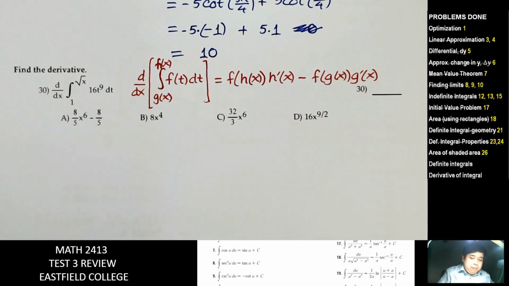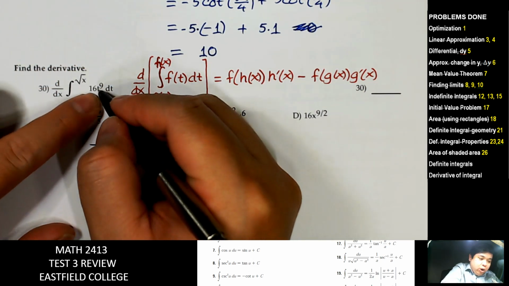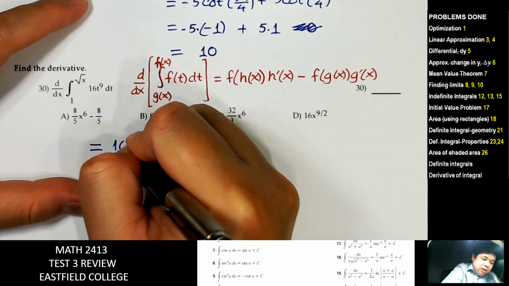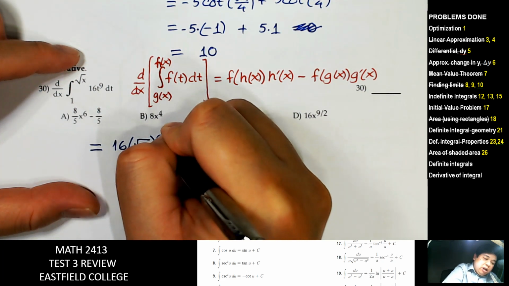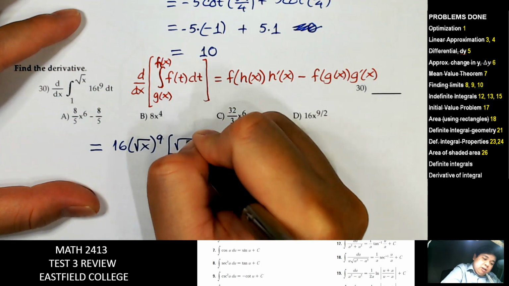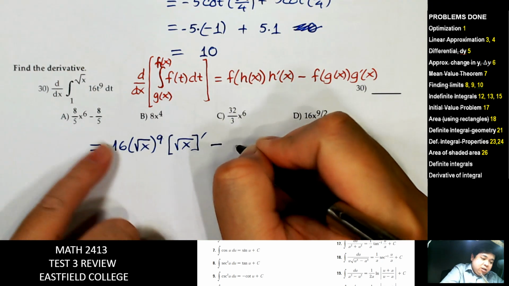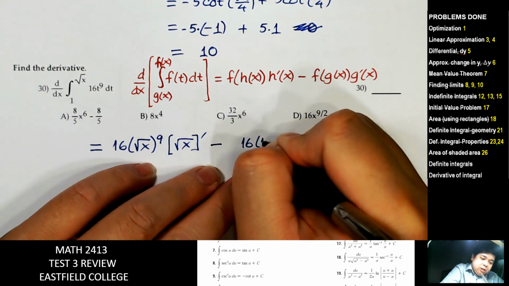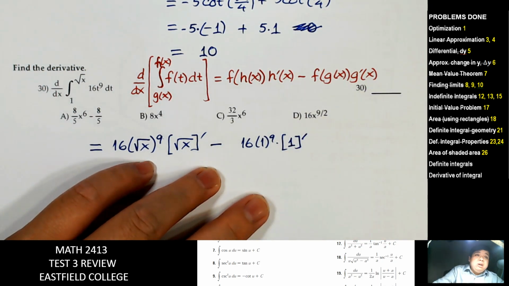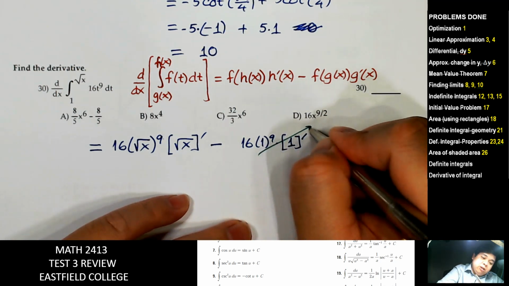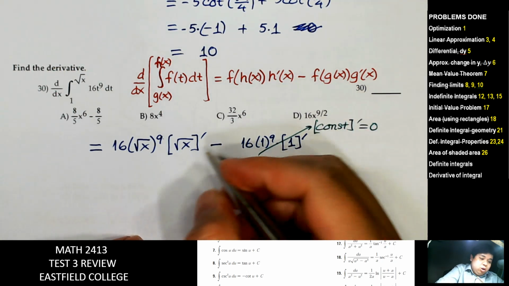Now let's look at this one. So first we put in the square root of x into t, so we have 16 square root of x to the 9 instead of t to the 9, and then the derivative of the square root of x, to be determined, and then minus, put 1 into it, and then take the derivative of 1. The derivative of 1 is the derivative of a constant, which is 0, because the derivative of a constant is 0. So pretty much just this.